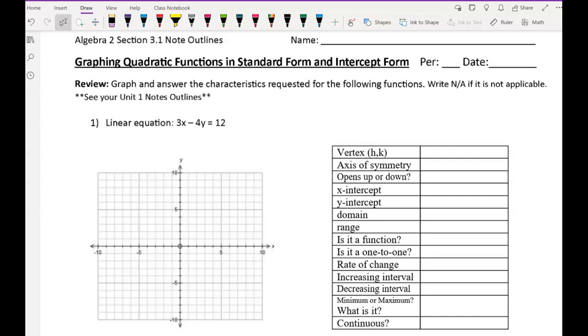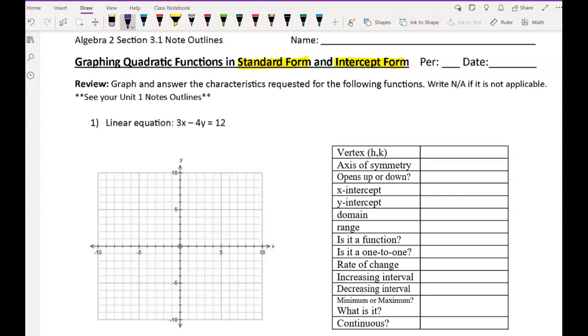So this section, we will be studying how to graph your quadratic functions. Now, for this particular section, we will only be studying the standard form and the intercept form, okay? But before we dive right into that, let's review some skills that we have already studied in Unit 1.